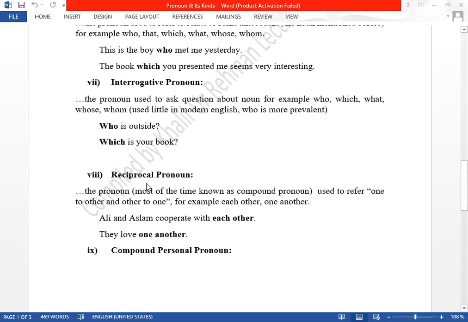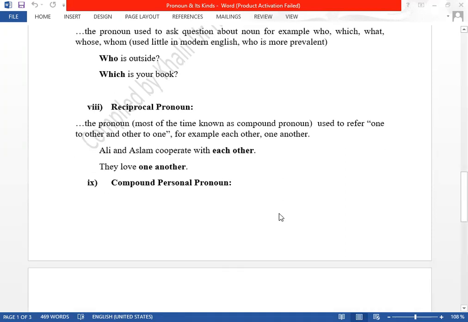Then we come towards reciprocal pronouns. The pronoun, most of the time known as compound pronoun, is used to refer one to other and other to one. They are in such a relation that they are referring to each other and one another. So exactly the same are used as reciprocal pronouns: each other and one another.